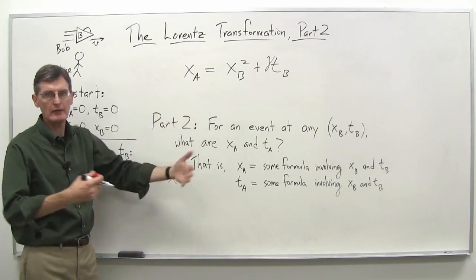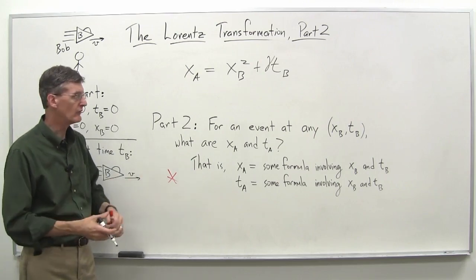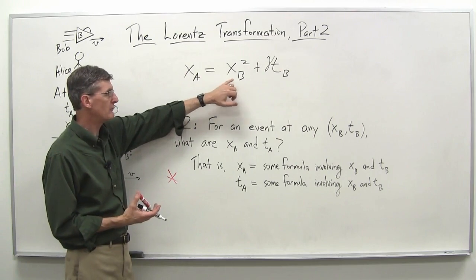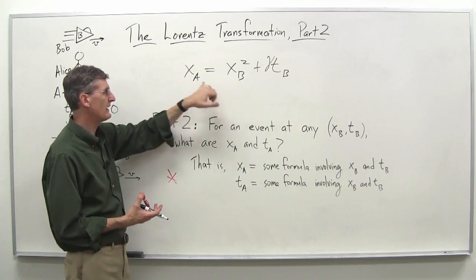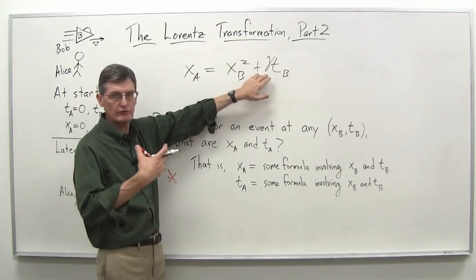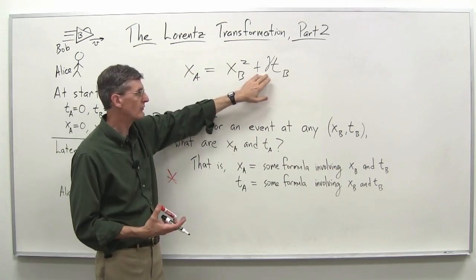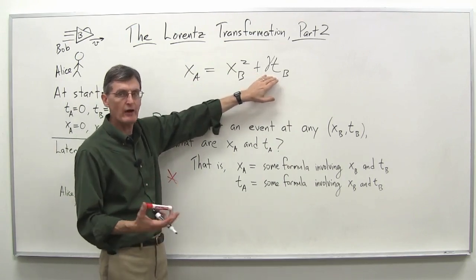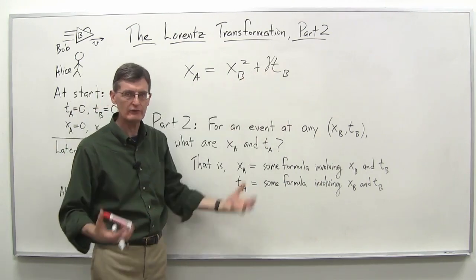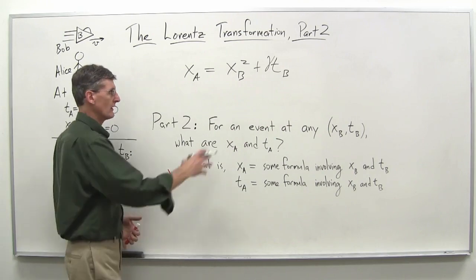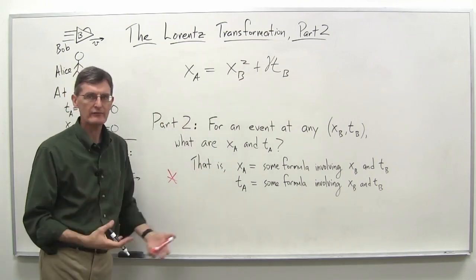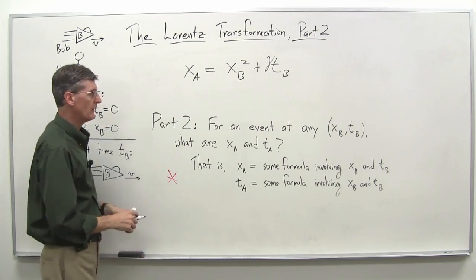xa is measured in meters or whatever length unit we're using. xb squared here, if we're using meters, is in meters squared. You can't have meters over here and meters squared over here. And then gamma is dimensionless. It has no units. t is in time, it's seconds. And so I'm adding meters squared plus seconds. You can't do that. It doesn't make any sense. That's not going to work. You can't have a formula like that.